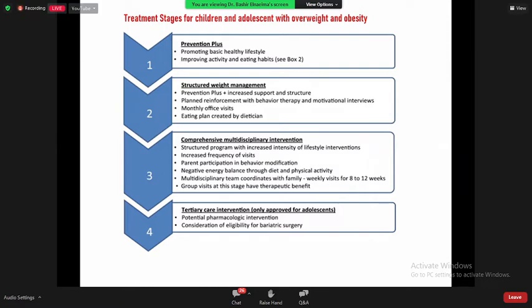It is prevention plus increased support and structure, plan reinforcement with behavior therapy, motivational interviewing, monthly office visit, and an eating plan created by a dietitian. Stage 3 needs comprehensive multidisciplinary interventions, and this is usually done at the level of secondary care. Stage 4 is a tertiary care intervention, only approved for adolescents, because if this group of children have certain criteria, they may need a pharmacological intervention, and if the pharmacological intervention does not work, then you can think of bariatric surgery. So these are the stages of intervention for obese children.